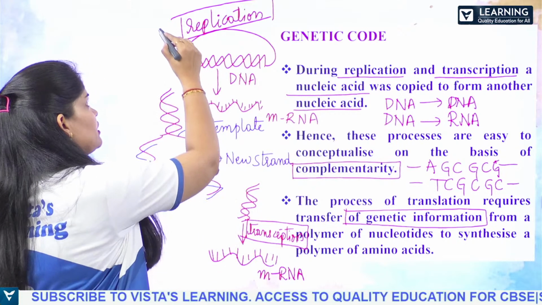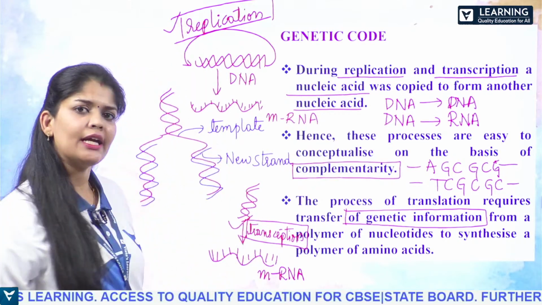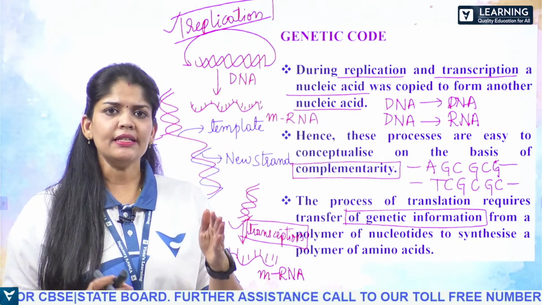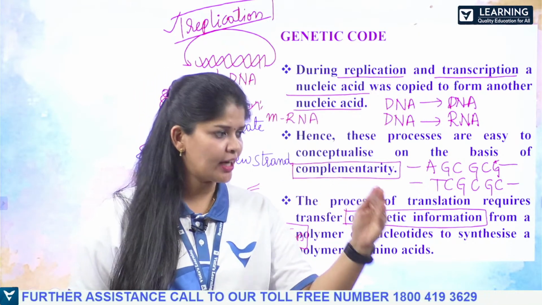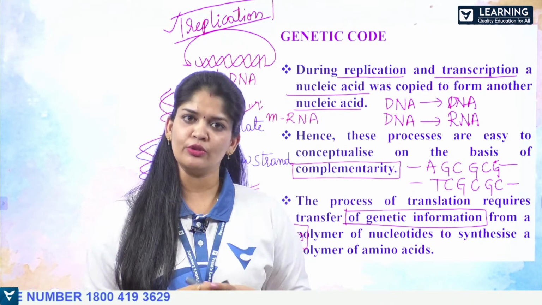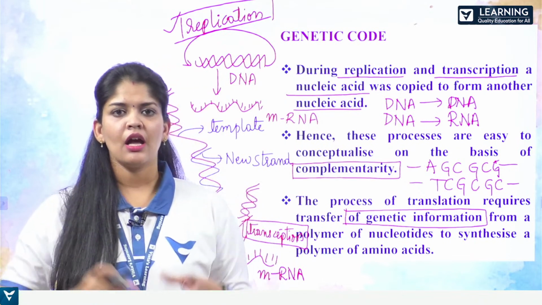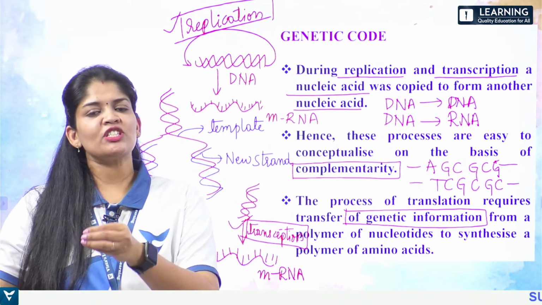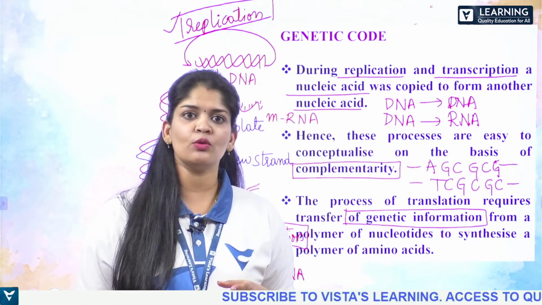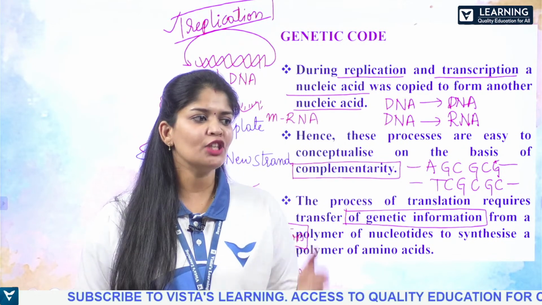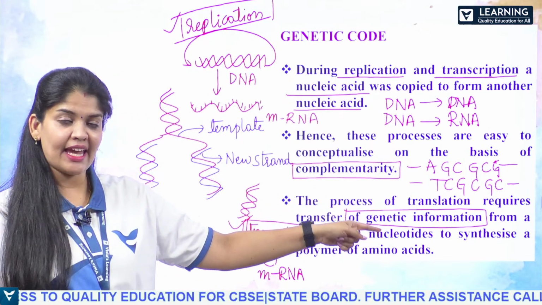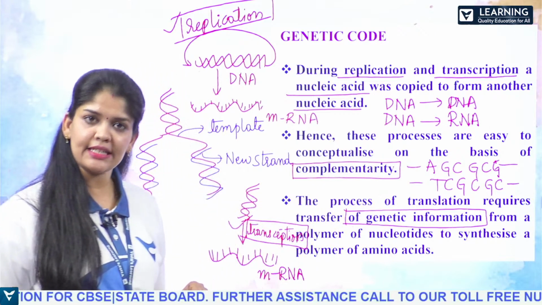Even in replication as well as in transcription, in both cases, genetic information is being copied. In replication, genetic information is copied from one DNA to another DNA. There also complementarity helps us to form the new strand, that is a new DNA strand. And in transcription, the genetic information is copied from DNA to RNA, that is mRNA. Here in this case also complementarity will help us to synthesize a new RNA, right? But that is not the case with translation.